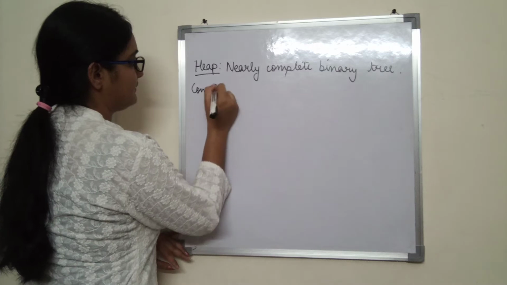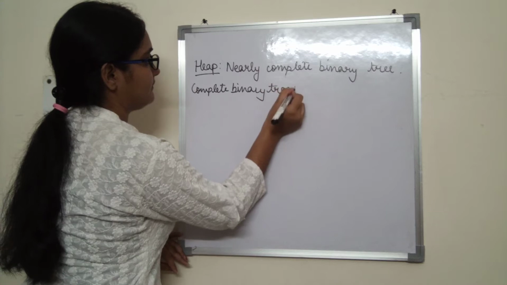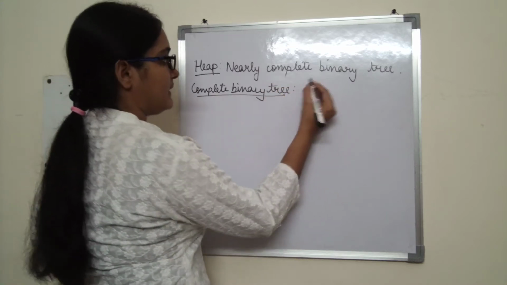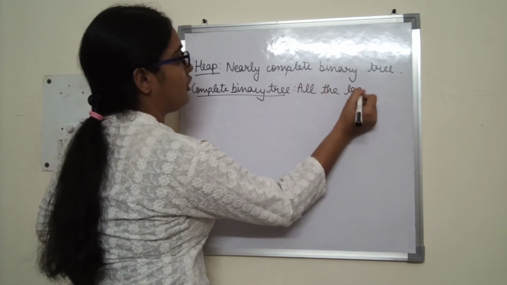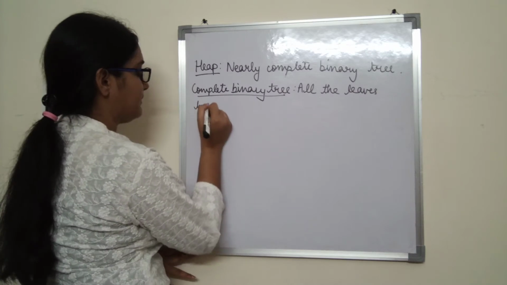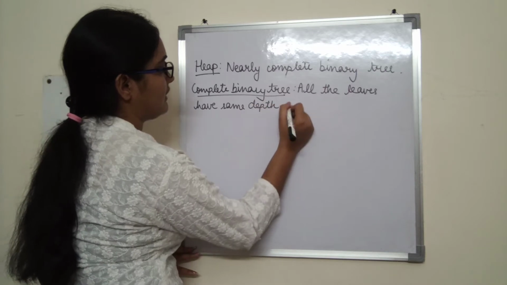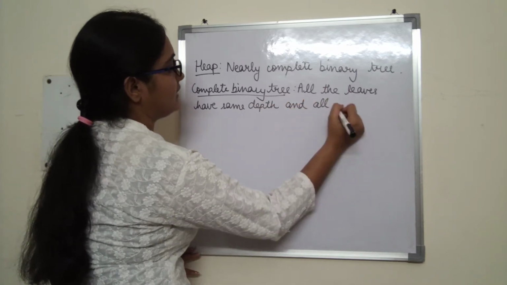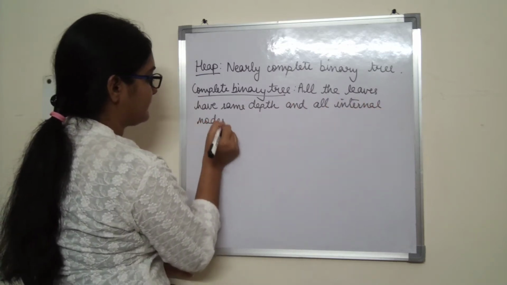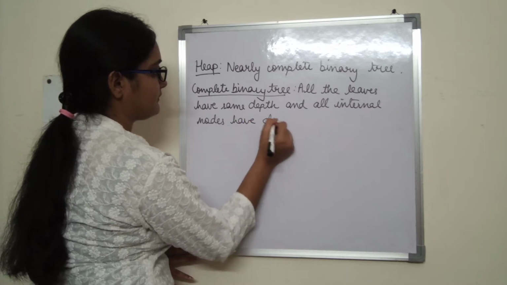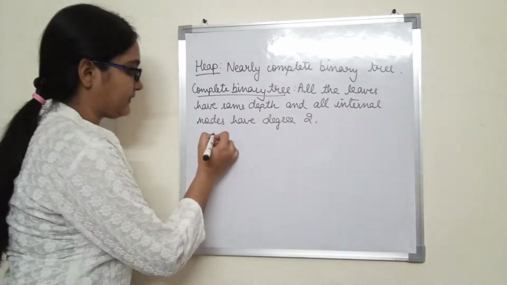complete binary tree. It means that all the leaves, a binary tree in which all the leaves have same depth and all internal nodes have degree 2. So how should it look like? Let's see.